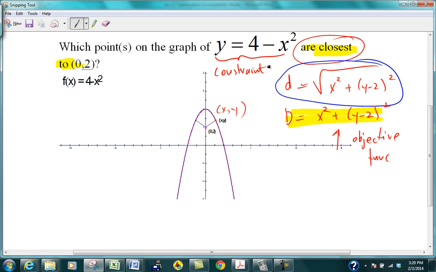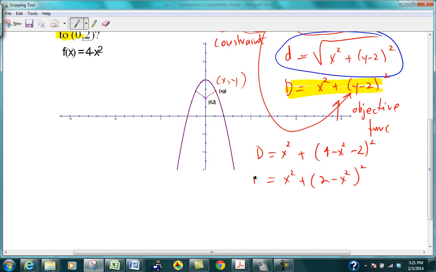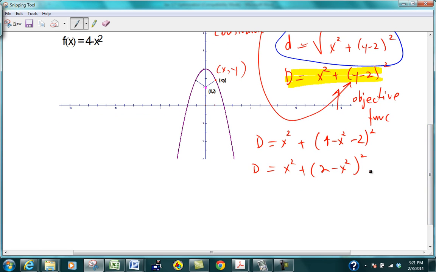If you look at the objective function, it has two variables, and we really want only one so we can do a differentiation. So I can take this value and shove it in here, and I get d equals x squared plus (4 minus x squared minus 2) quantity squared, which equals x squared plus (2 minus x squared) quantity squared. I could FOIL this, but I'll just leave it like that and use the power rule and the chain rule.